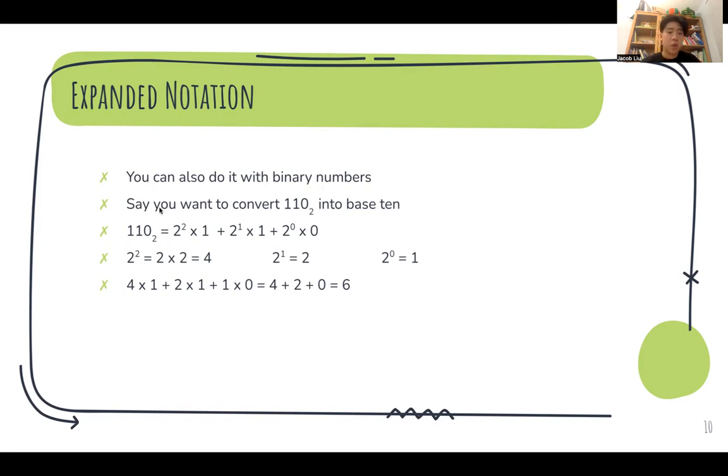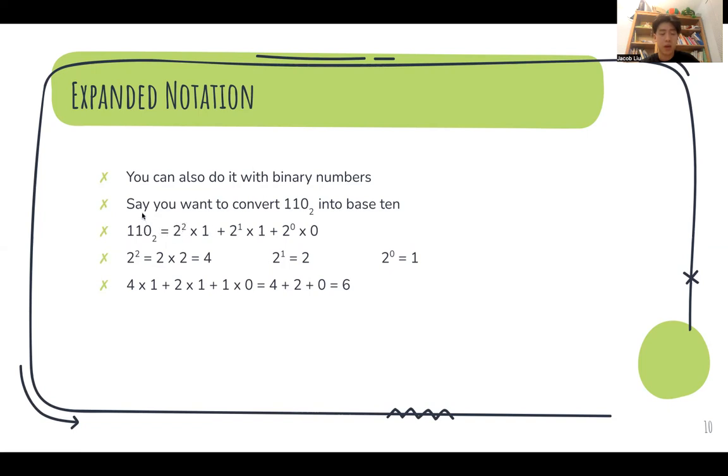All right, so 110 into base 10, you want to do expanded notation, right? So first, you split up the digits. So 110 has the digits or bits 1, 1, and 0. And then you want to multiply by the place value. So this leftmost one is multiplied by 2 to the power of 2.